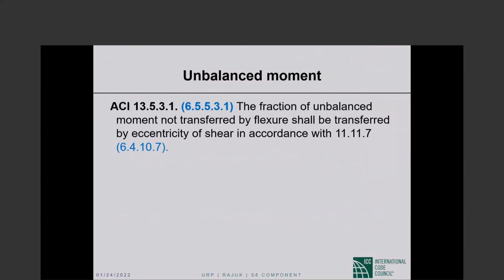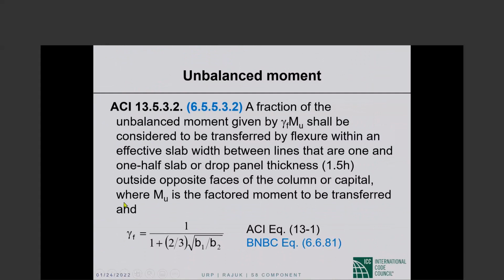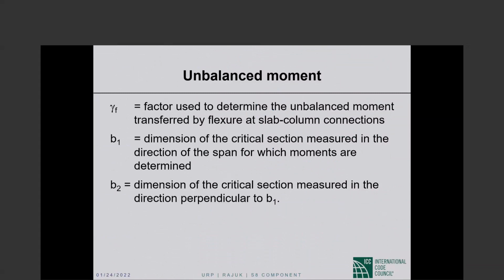Now, when there is a moment to be transferred from the slab to the column at a slab-column joint, part of it is assumed transferred by flexure and part of it by shear. The part that is transferred by flexure is given by this expression, where b1 and b2 are the dimensions of the critical section for two-way shear. So gamma_f is the fraction of unbalanced moment that is transferred by flexure.